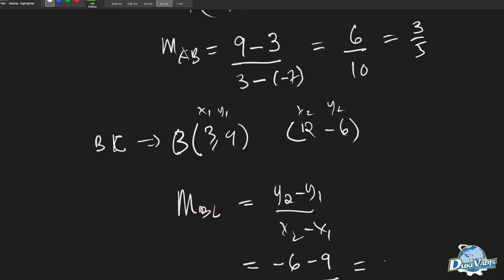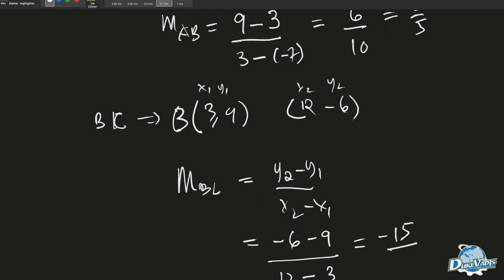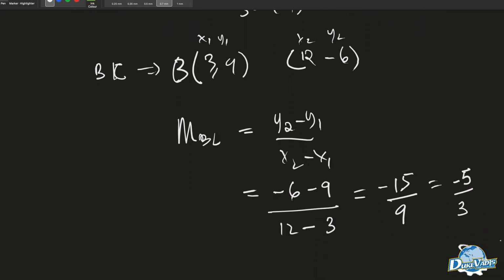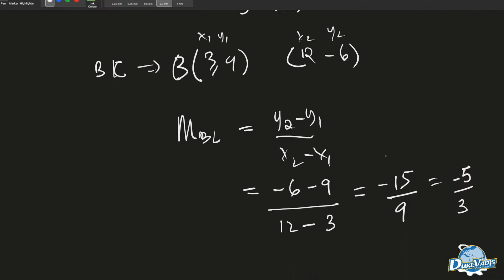And so the top here gives us -15. And the bottom will give us 12 minus 3, and that will be 9. So this will reduce to -5 over 3. Okay, so now we see we've got the gradient for MAB.